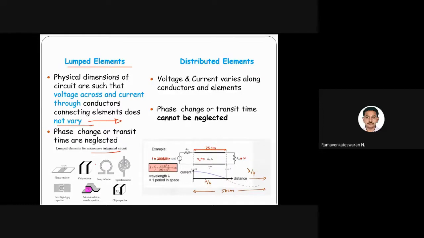In distributed elements, voltage and current vary across the conductors and elements. The takeaway is that the phase change at transit times cannot be neglected in distributed elements. Examples of distributed elements are longer coaxial cables and fibers, where the length is very high compared to the operating wavelength. So the voltage and current will change along the conductor.